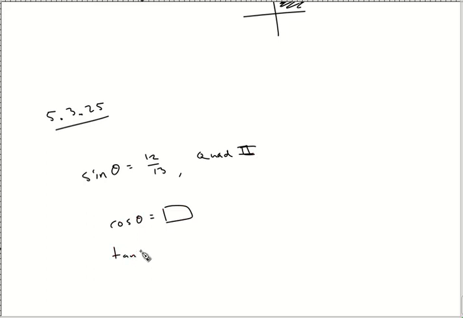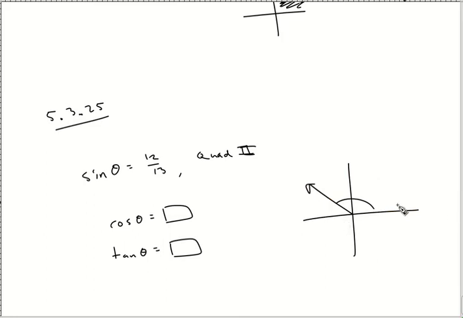Number 5, 3, 25. So now we're going to use it to our advantage a bit. I got sine of theta is equal to 12 over 13. And they say, hey, this thing is in quadrant 2. Thank you for telling me. Find the cosine of theta. And find the tangent of theta. Well, we're definitely in quadrant 2, so go ahead and draw that at least, okay?